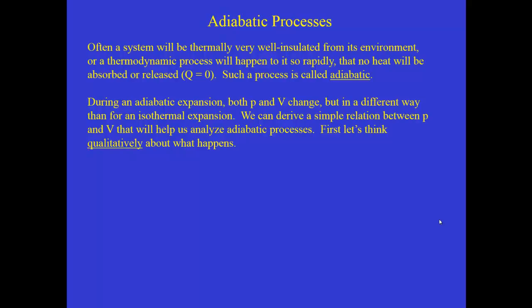And then the third special process that we talked about was isochoric or isovolumetric, where the pressure changes but the volume remains constant. There's one other kind of special process that's often discussed in the context of thermodynamics, and we're going to talk about that today and work through a special formula that gives the relation between the pressure and the volume when this kind of process happens. And it's called an adiabatic process.